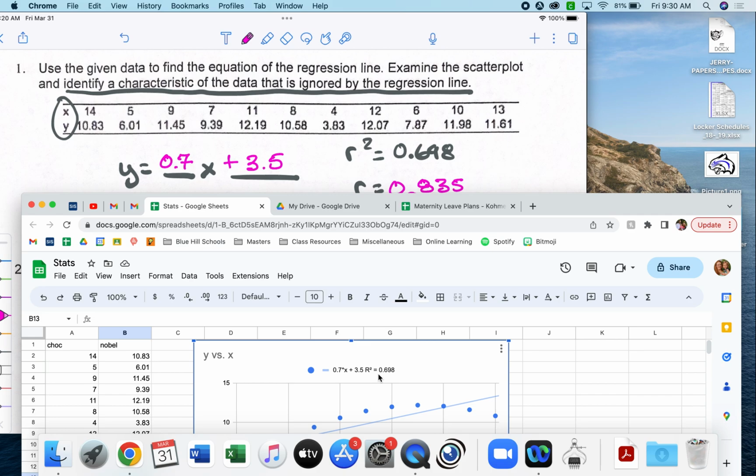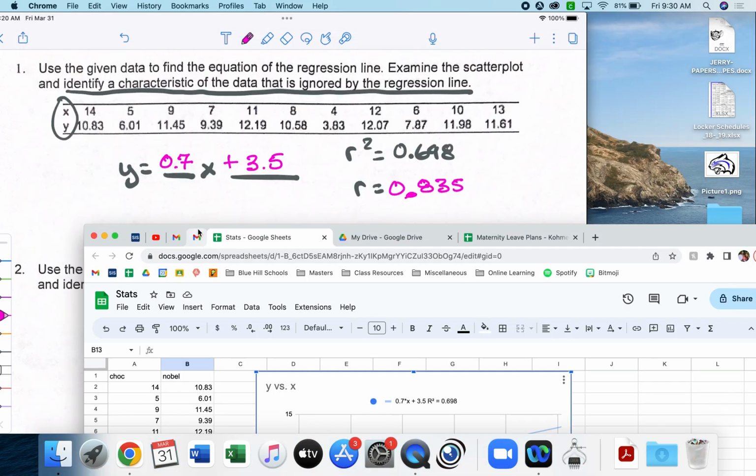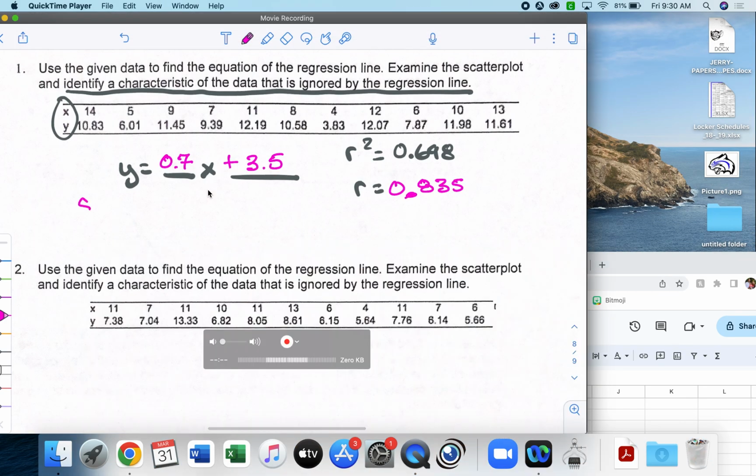So, it gave me a line. Should this thing be a line? Look at where the dots are. What does that look more like? Go back to algebra. It's quadratic. It's a parabola. It's going like a hill up and down, right? That's what it looks like. So this should not be a linear function. If we tell it to do a quadratic regression, or say make me a parabola or a quadratic equation instead, it would probably be a better fit. Does that make sense? So the characteristic is it should not be linear.